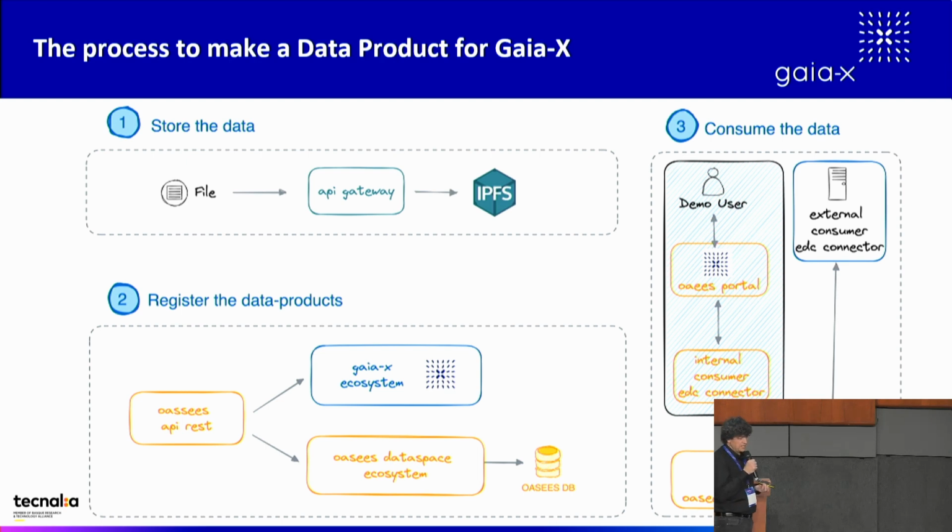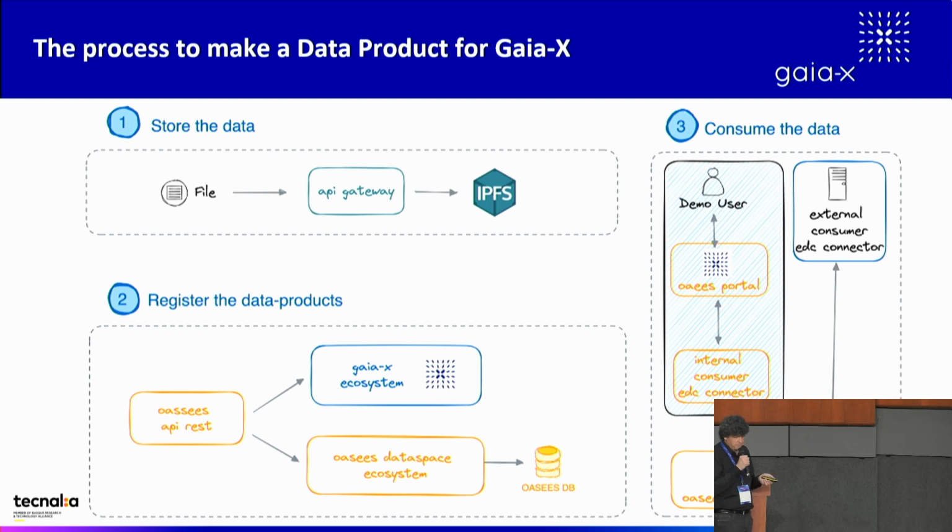Okay, this slide summarizes the main steps in the process of making this data product available and Gaia-X compliant. The first step is to generate the data product and to store the data in the repository. The second step is the part more related to the Gaia-X compliant mechanism, that is how to register these data products, how to use them in the data space ecosystem, but also how this could be open to a Gaia-X ecosystem and be used by any participant from a Gaia-X ecosystem.